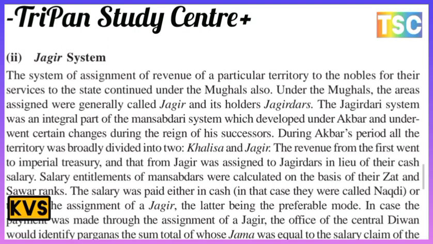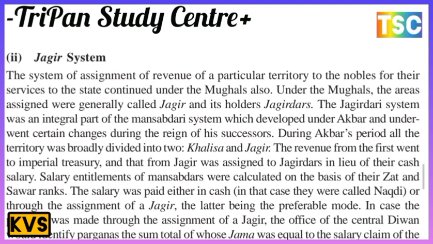During Akbar's period, all the territory was broadly divided into two: Khalisa and Jagir. The revenue from the Khalisa went to the imperial treasury, and that from the Jagir was assigned to Jagirdars in lieu of their cash salary. The salary entitlements of the Mansabdars were calculated on the basis of their zat and sawar rank. Their salary was paid either in cash, called Naqdi, or through the assignment of a Jagir, the latter being the preferred mode.